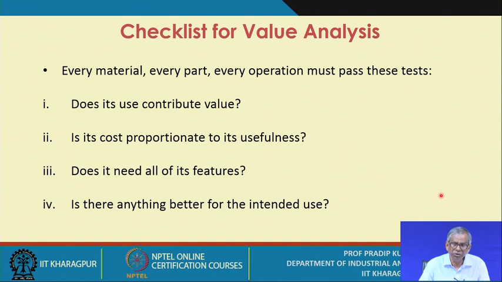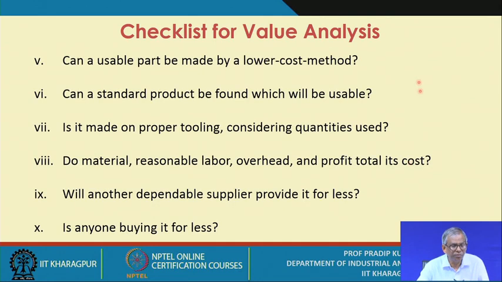Does its use contribute value? Is its cost proportionate to its usefulness? Does it need all of its features? Is there anything better for the intended use? Can a usable part be made by a lower cost method? During the speculation phase you can ask all these questions. Can a standard product be found which will be usable? Is it made on proper tooling considering quantities used? Do material, reasonable labor, overhead and profit total its cost?